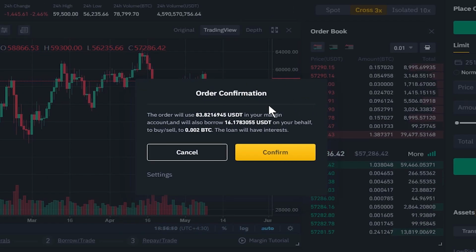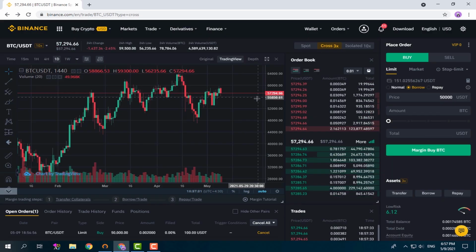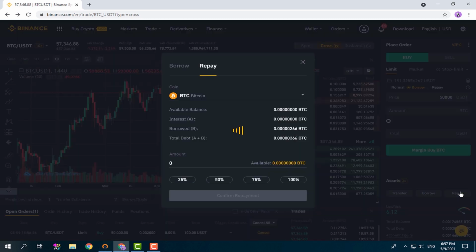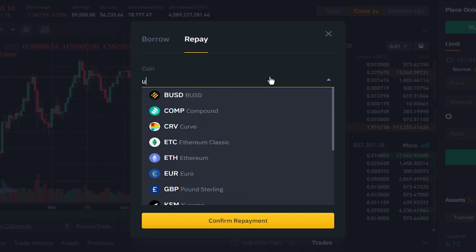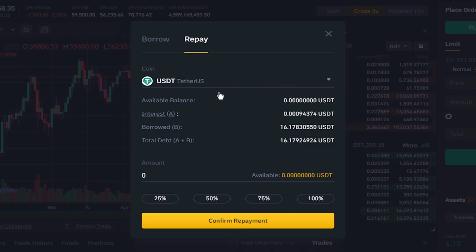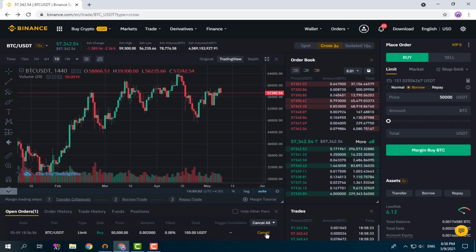It wants us to confirm. We click on confirm, and here it is in open orders. We borrowed USDT for placing this limit order on Bitcoin. If we click on repay and select USDT, you can see that we have debt on USDT. It's something like 16 USDT. And if we cancel this order, the principal, the amount that we borrowed, is automatically repaid.